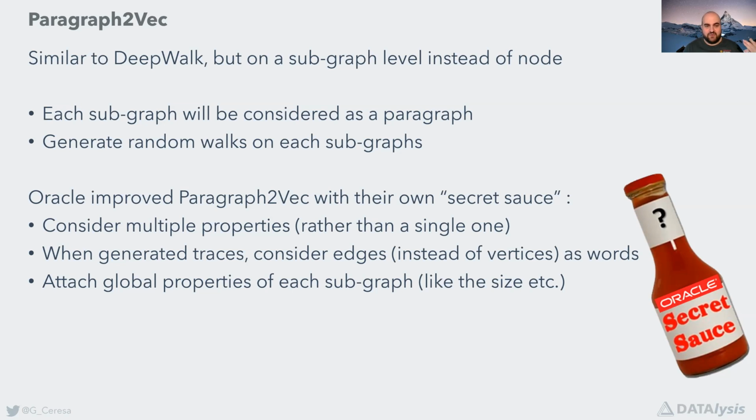So they use the multiple properties. When they generate traces, they consider edges as words. No idea what it means again because it's a black box. They do things. The key point is you run Paragraph2vec, you train the model, you apply it. Don't ask yourself what is going on inside. It's a machine learning algorithm. It does things. You don't have the details for this one.